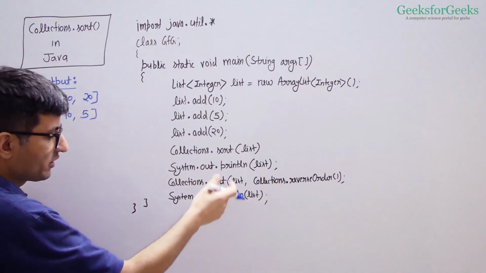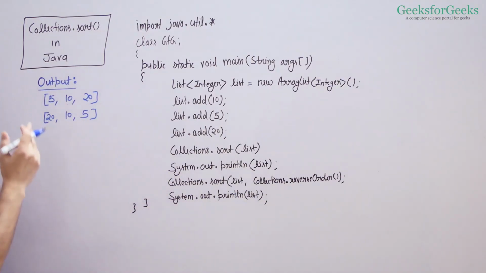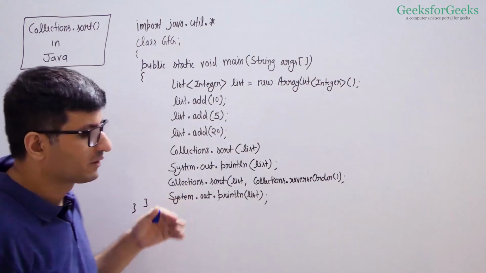Then we are sorting this list in reverse order. So what are we going to get? We are going to get the reverse order. We are going to get 20, 10, 5. Right? That's what is printed here.